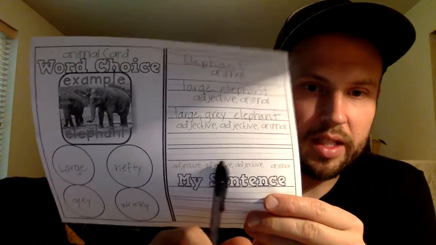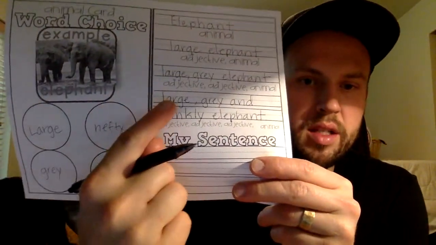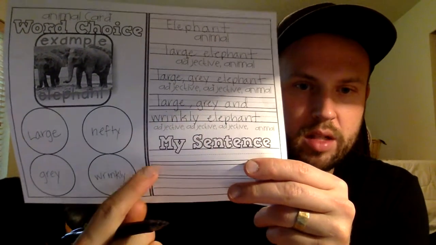Okay, we've got 2 lines to do that here. So we could say we have a large gray and wrinkly elephant. Large gray and wrinkly elephant right here. Large gray and wrinkly elephant. Now we're going to write a full sentence.